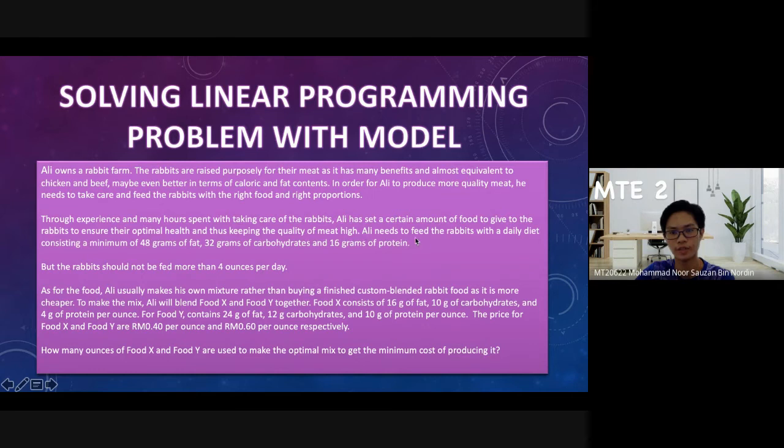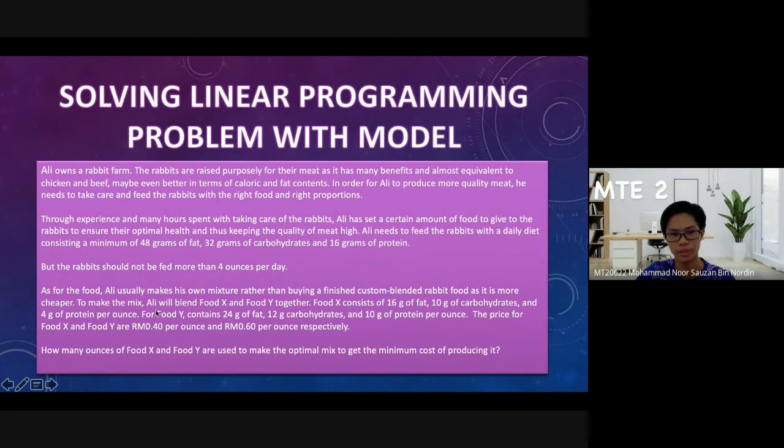Ali needs to feed the rabbits with a daily amount of 48 grams of fat, 32 grams of carbohydrates, and 16 grams of protein. But the rabbits should not be fed more than 4 ounces per day. As for the food, Ali usually makes his own mixture rather than buying a finished custom blended rabbit food, as it is cheaper.